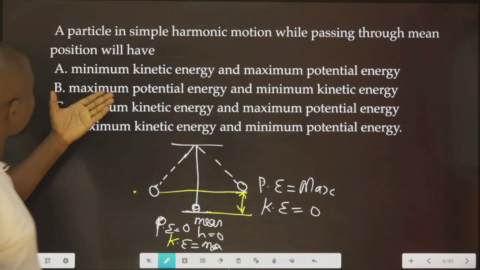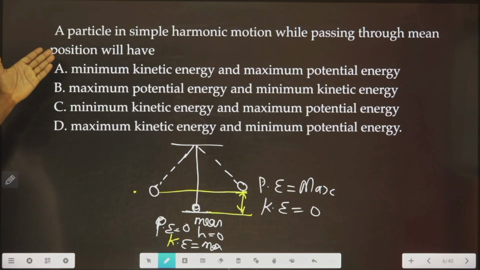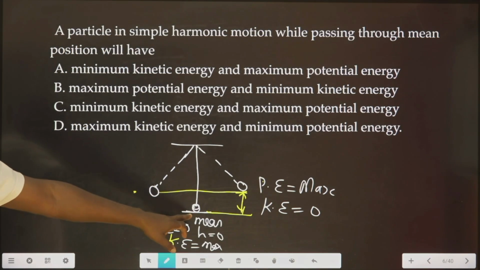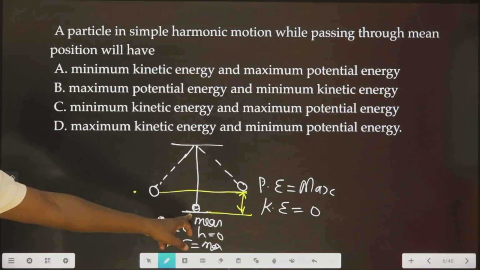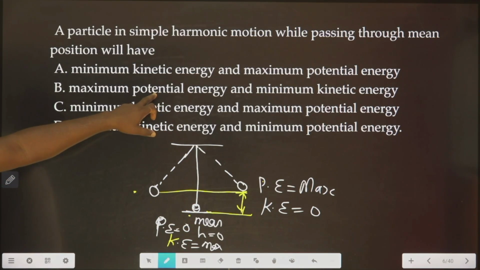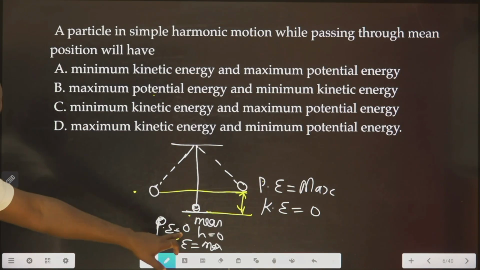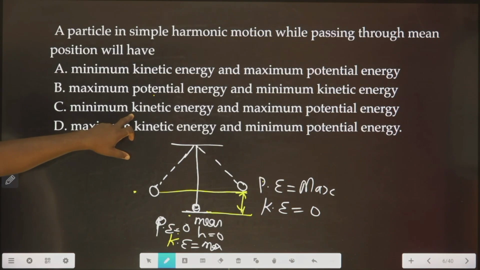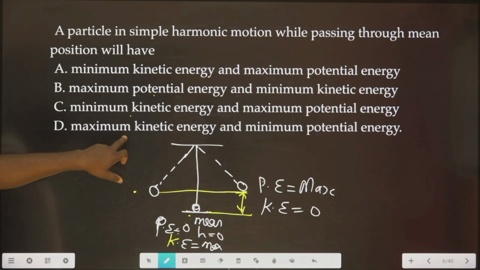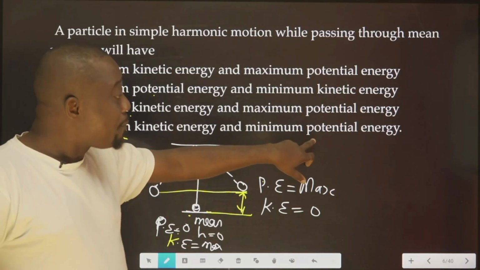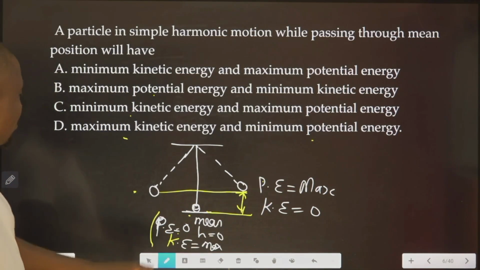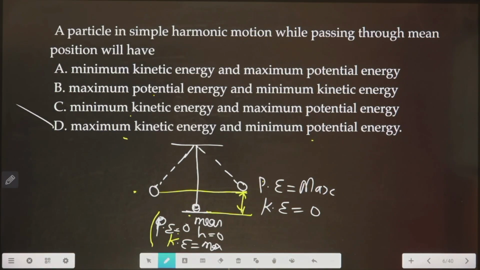So let's look at this information. Minimum kinetic, I say no, not minimum kinetic. Maximum potential, never. Potential is 0. Minimum kinetic is a lie. Maximum kinetic, very true. Minimum potential, exactly. So D is the answer. Okay? D is the answer.